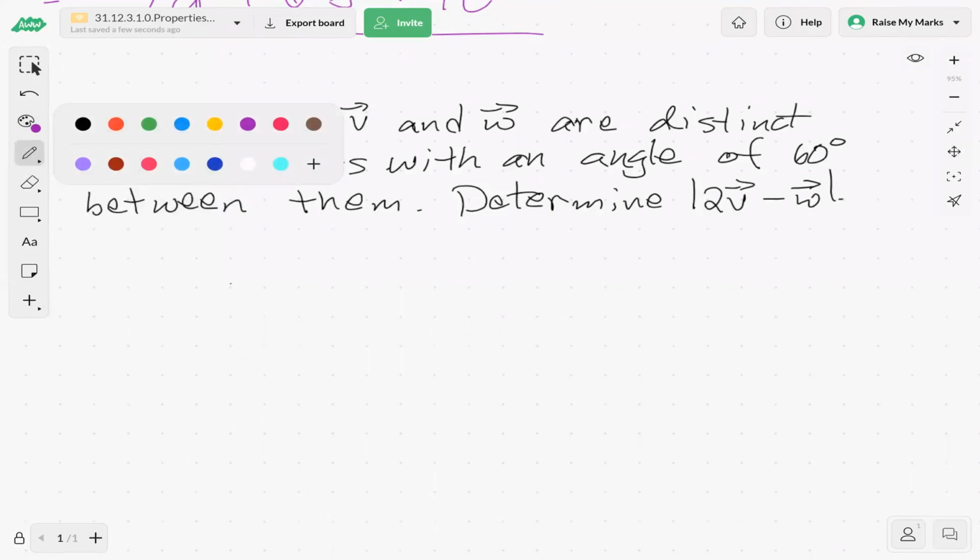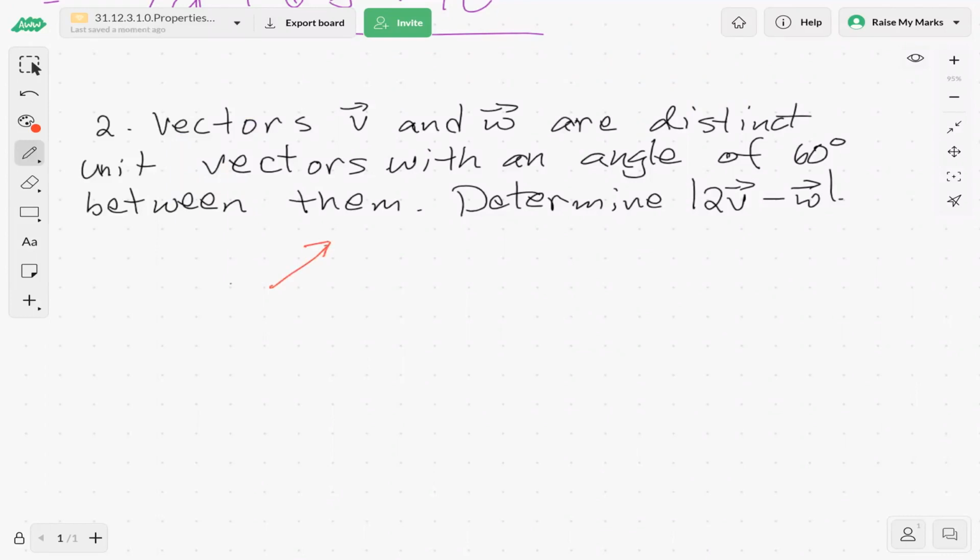So let's draw a vector. We have v and w. They're distinct. They are unit vectors, so they have a magnitude of 1. And the angle between them is 60 degrees. All right, so now we need to find this vector. We need to see what it looks like: 2v minus w.